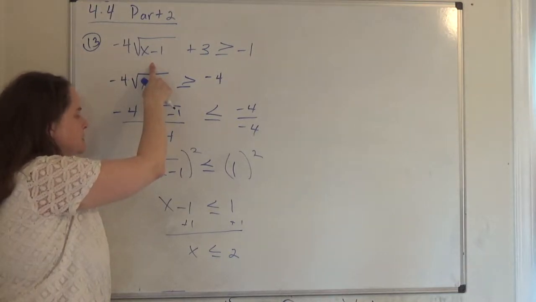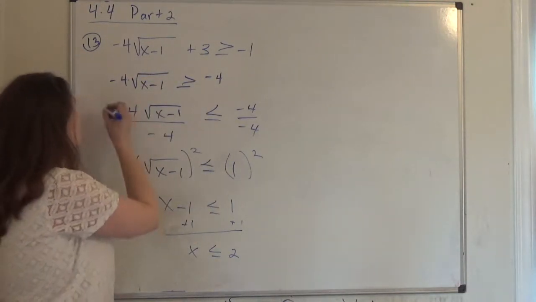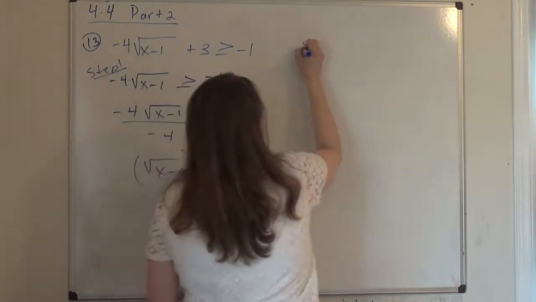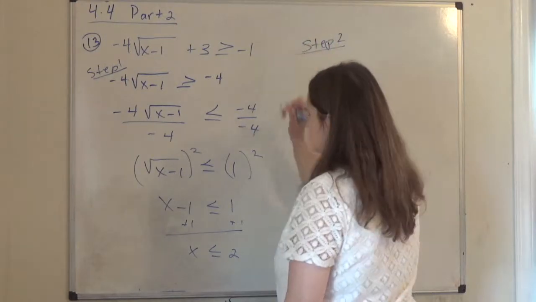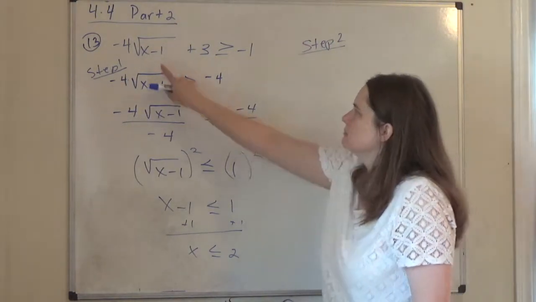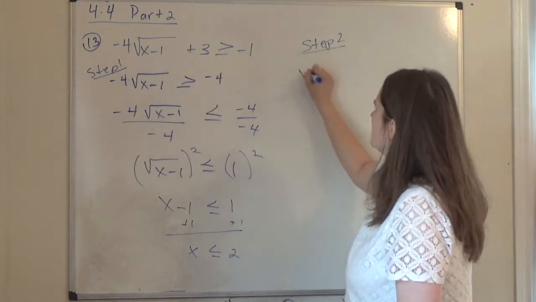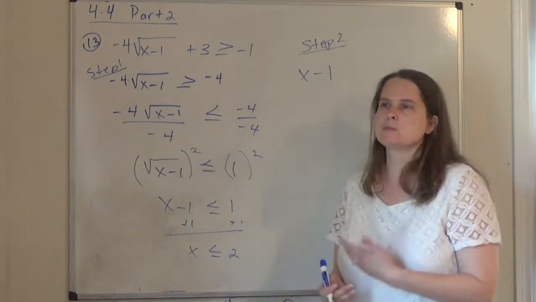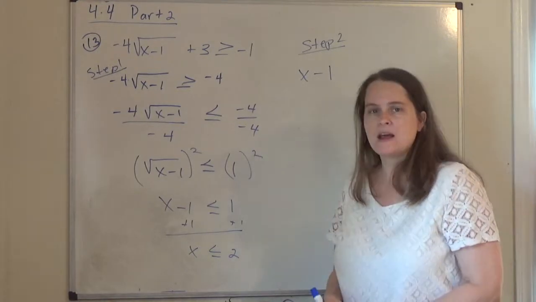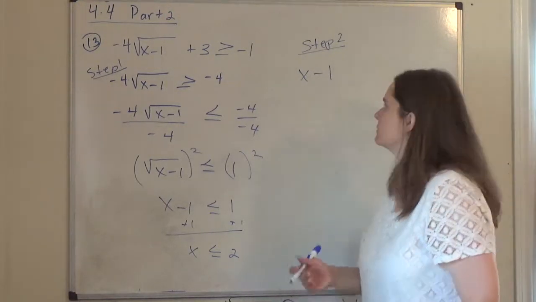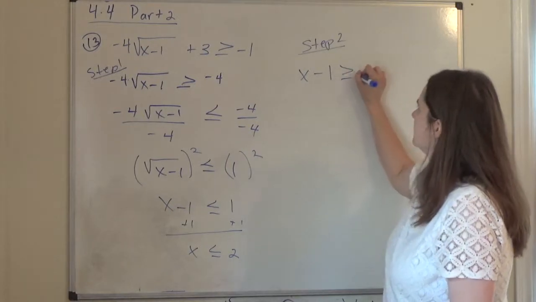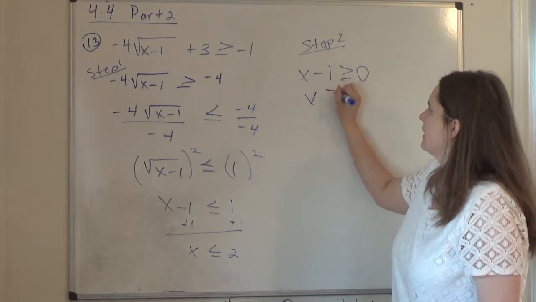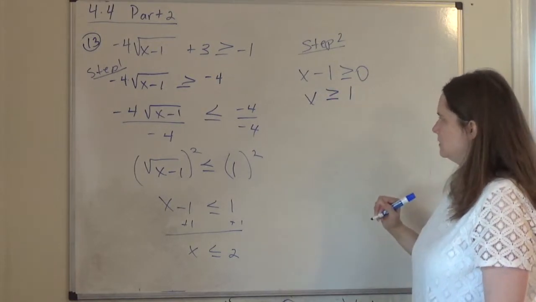So the second piece of this is to also, so this was step 1. And then step 2, we need to make sure the inside, the x minus 1, the radicand, is always non-negative. Non-negative means that it can be positive or it could equal 0. So we'll say it's got to be greater than or equal to 0. Add 1 to both sides. X has to be greater than or equal to 1.